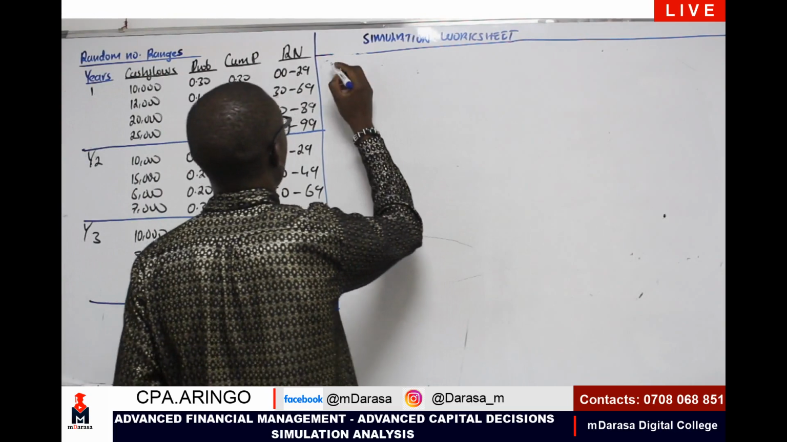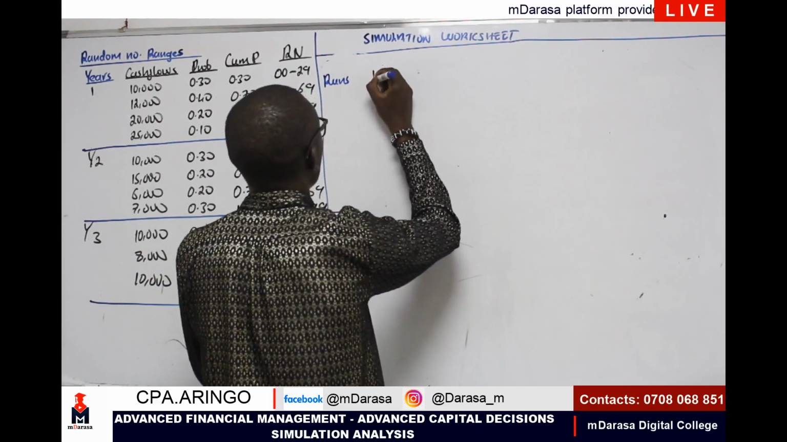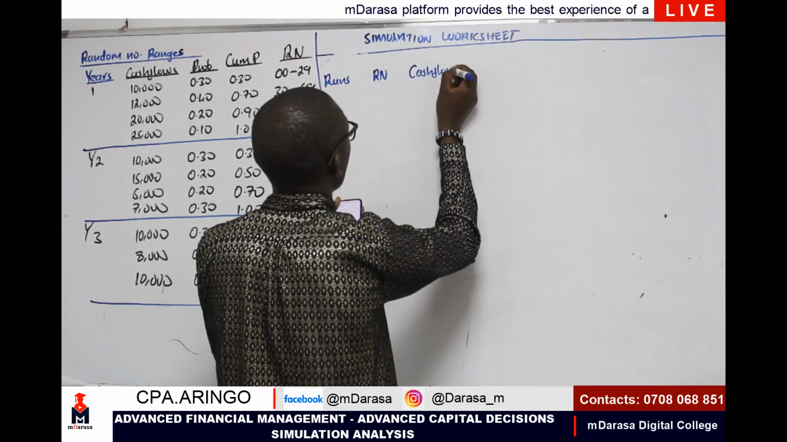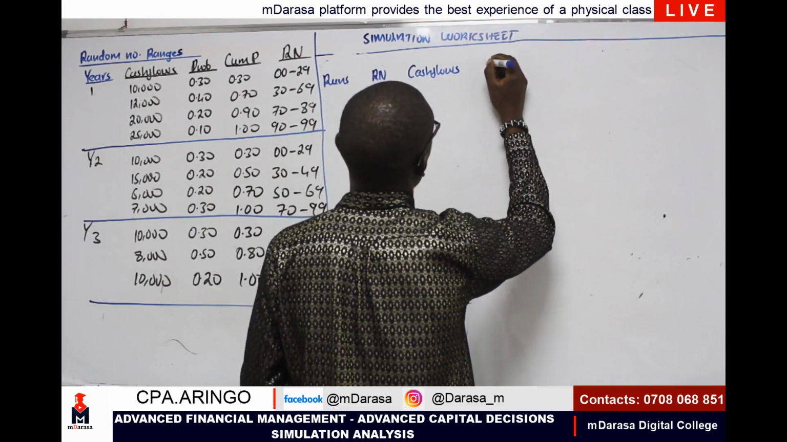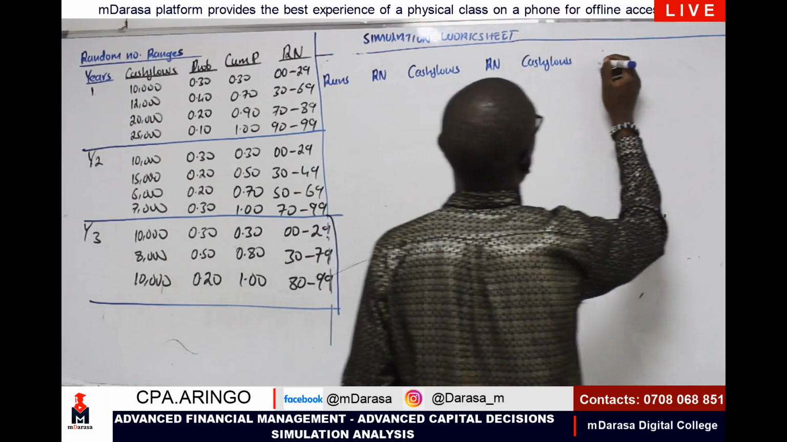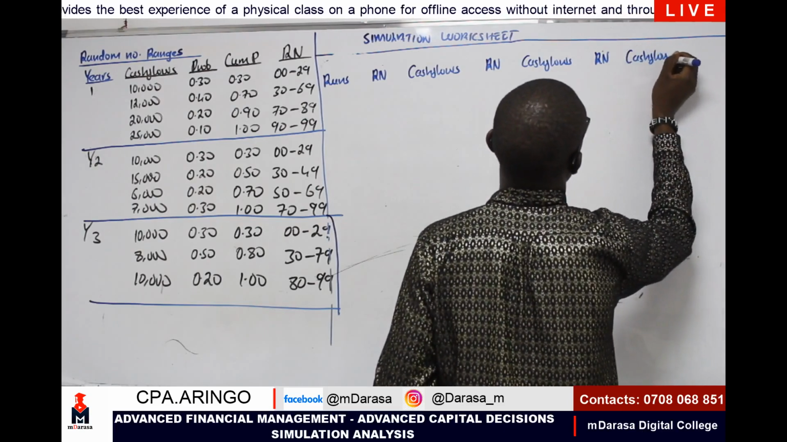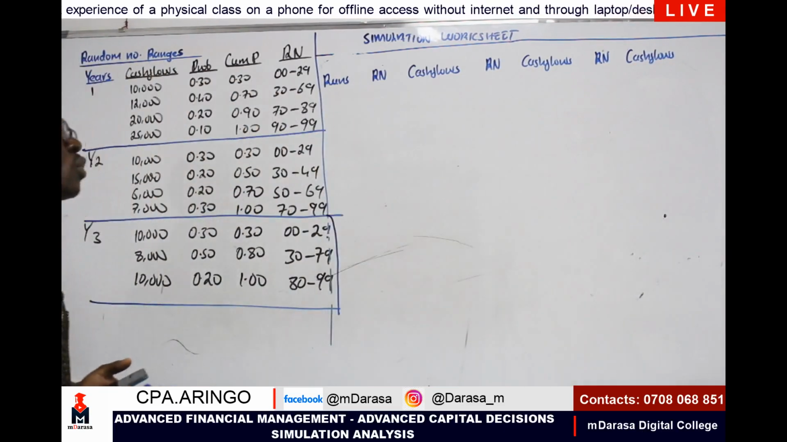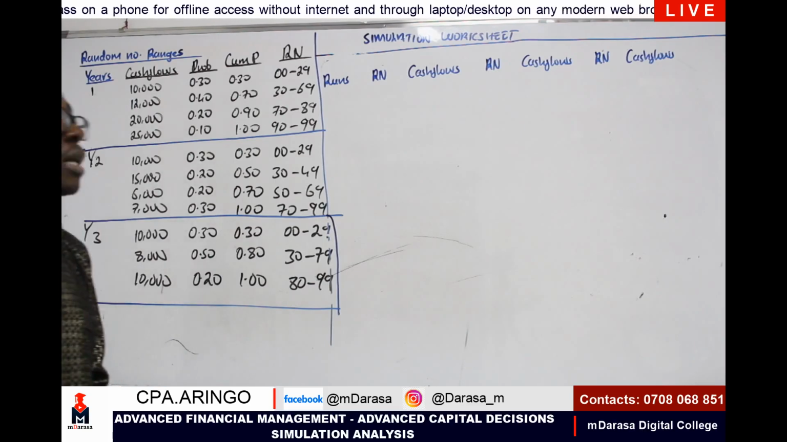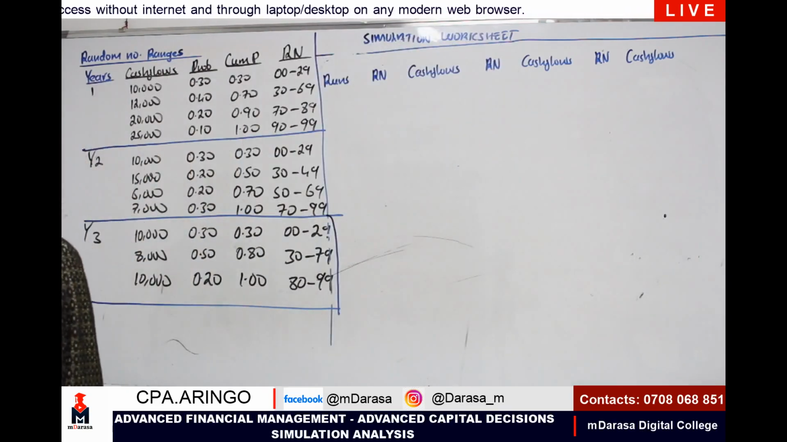So I'm having basically our runs. We're having our random number here, and our cash flows. Random number year 2, cash flows year 2. Random number here, cash flows here. Once we have that, what we'll do next is to deduct our initial outlay.